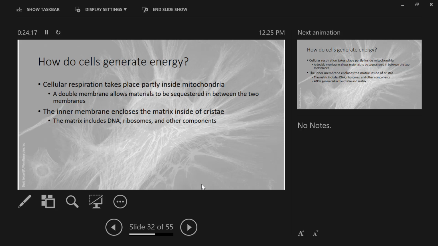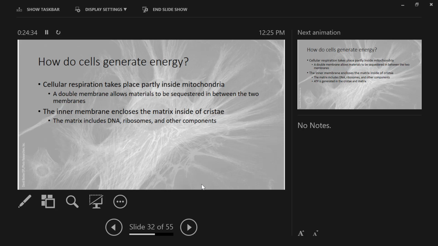Yeah, it can reproduce separately. That it can reproduce separately of the cell, and it can. And what else might it suggest? That it used to be its own entity. Yeah, that it used to be its own entity with its own genetic code, and that's a fun one.